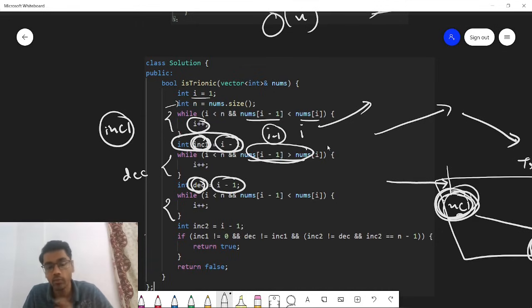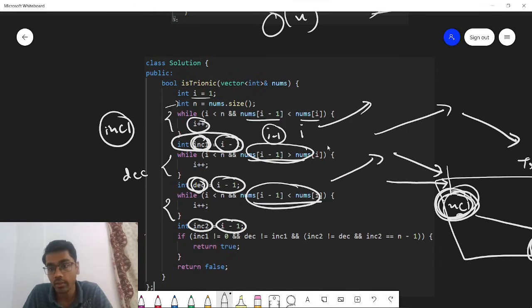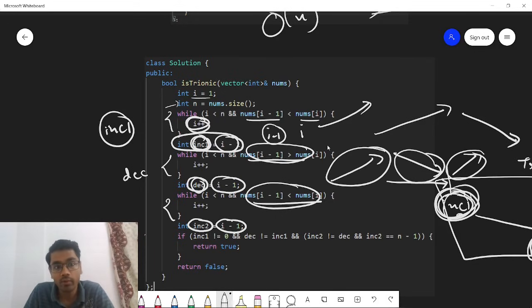Now we need to check for again strictly increasing part. So we are just checking till which index we can get the strictly increasing part. So inc2 will get us the index till where we will get the strictly increasing part. Now we will check the condition whether this strictly increasing, this strictly decreasing and again strictly increasing actually exist or not, because if they don't exist, the i pointer will never move ahead from any of the positions, from here also, from here also, or from here also.